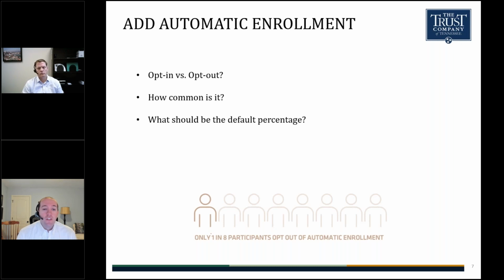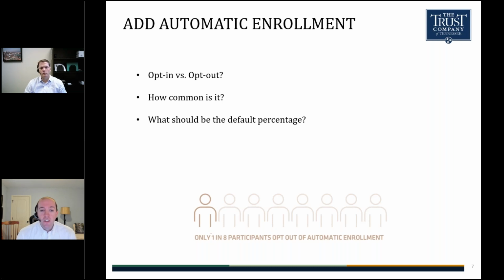And one of the reasons for that is that participants actually seem to stay invested and not push back against it. So if you look at the stat at the bottom, only about 1 out of 8 participants will actually opt out if automatic enrollment is added to their plan. So if you look at it the other way, about 85 to 90% will actually stay put and stay invested. And that's one of the great things about automatic enrollment is that it uses inertia in participants' favor.